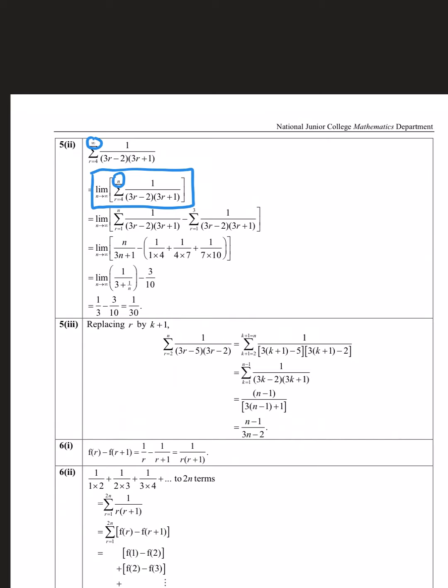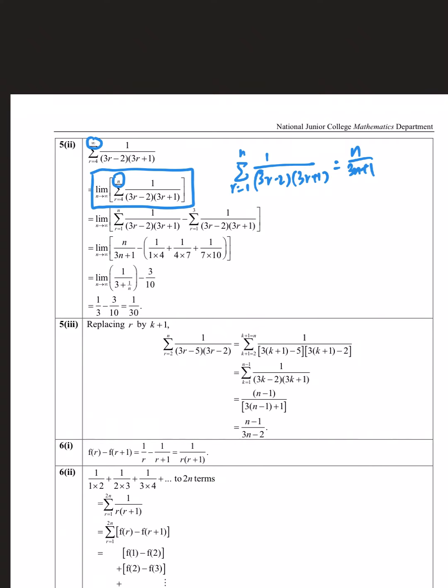If I want to make use of the previous expression, the previous expression begins with the sum from r equals 1 to n of 1 over (3r minus 2)(3r plus 1) is equal to n over 3n plus 1. This was what we found in the first part. So we need to remove away terms, right?